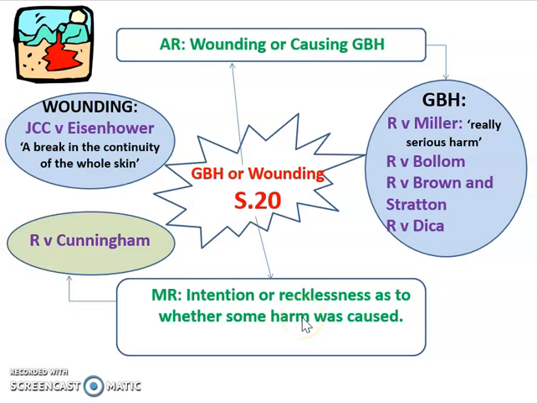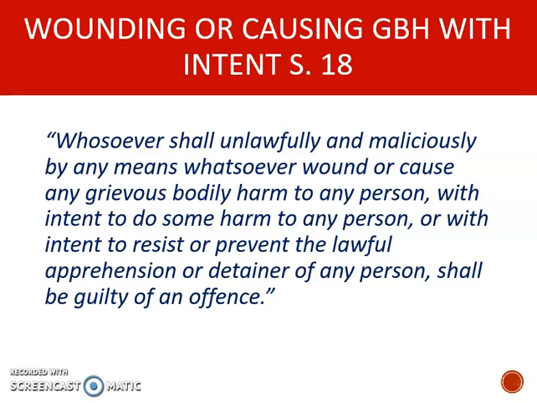We're going to move on now and look at the next type of GBH, the step up, the Section 18, where there is a huge jump from 5 years for a Section 20 to life for a Section 18. Wounding or causing GBH with intent under Section 18, if you were to turn to that section, this is exactly what you would read. Whosoever shall unlawfully and maliciously by any means whatsoever wound or cause any grievous bodily harm to any person with intent to do some harm to any person, or with intent to resist or prevent the lawful apprehension or detainer of any person, shall be guilty of an offence.